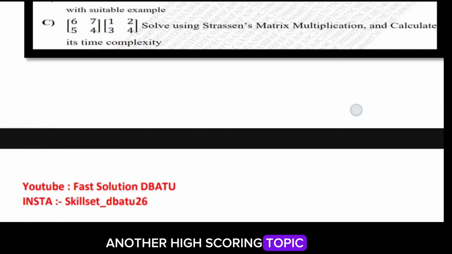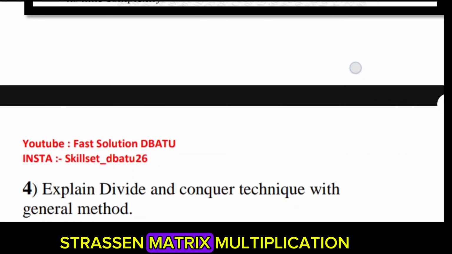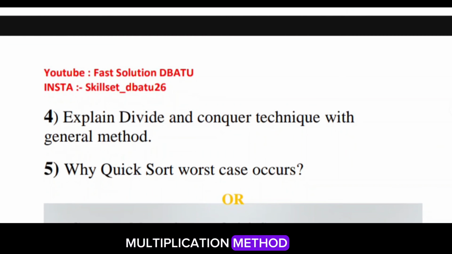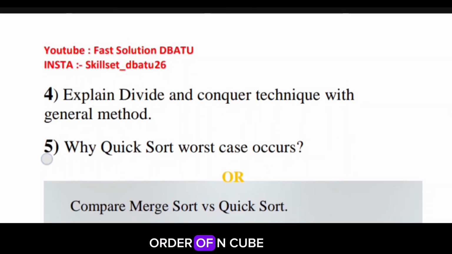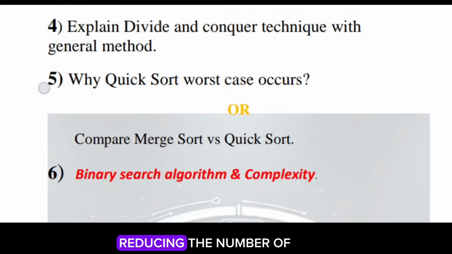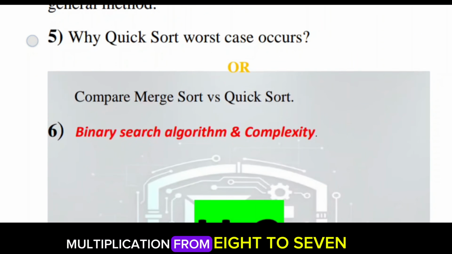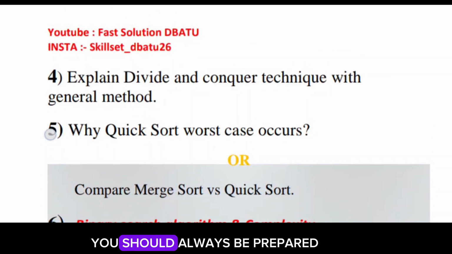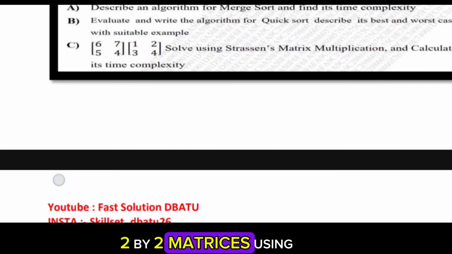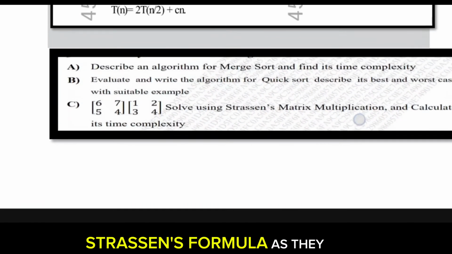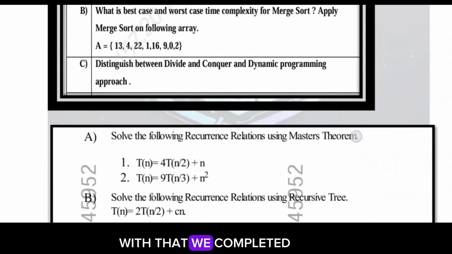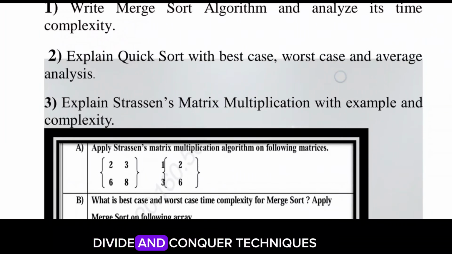Another high scoring topic of this unit is Strassen's matrix multiplication. In the traditional matrix multiplication method, the time complexity is order of n cubed. Strassen's algorithm improves on this by reducing the number of multiplications from 8 to 7. You should always be prepared for numerical problems involving 2 by 2 matrices using Strassen's formula, as they are commonly asked in examination. With that, we completed Unit 2, divide and conquer technique.